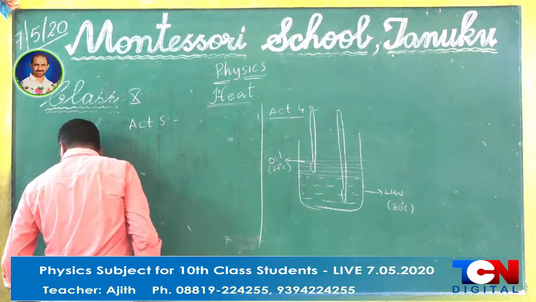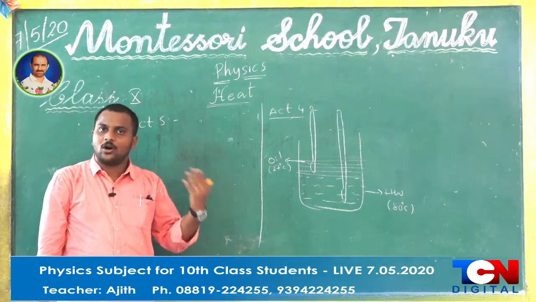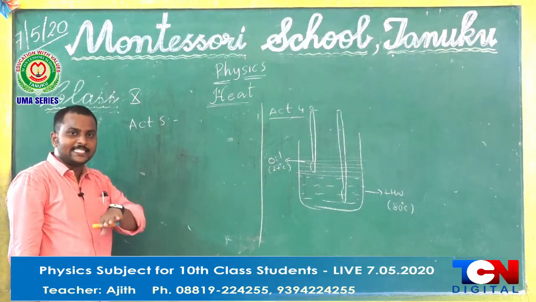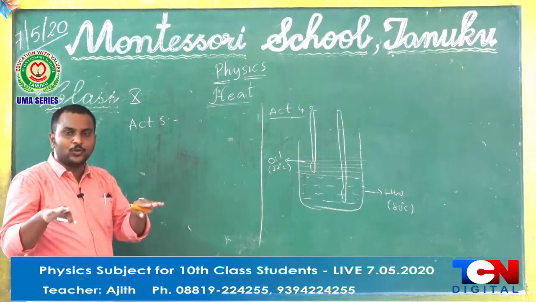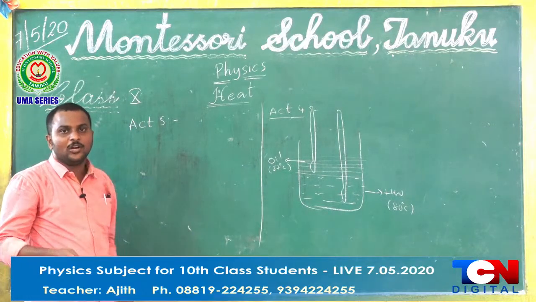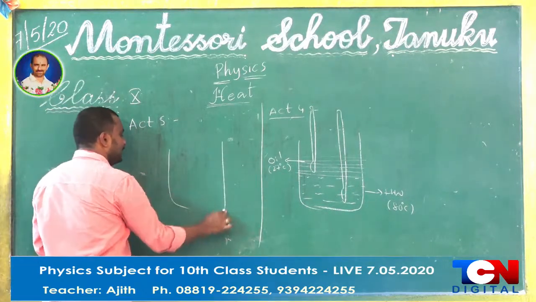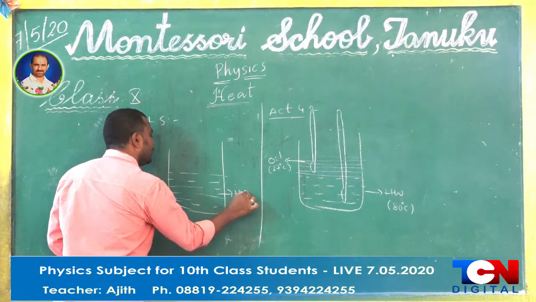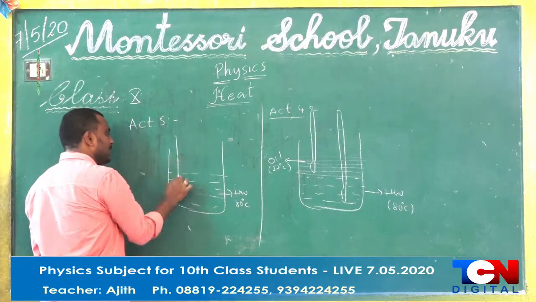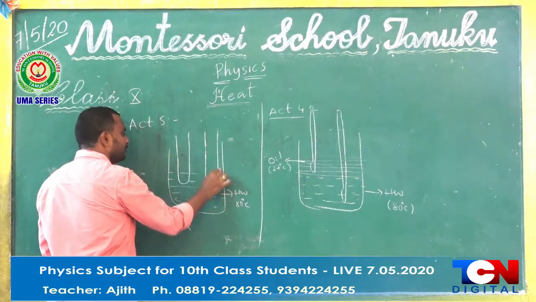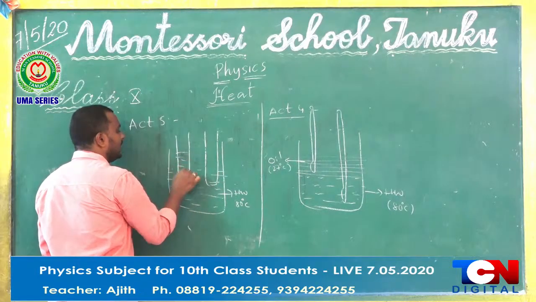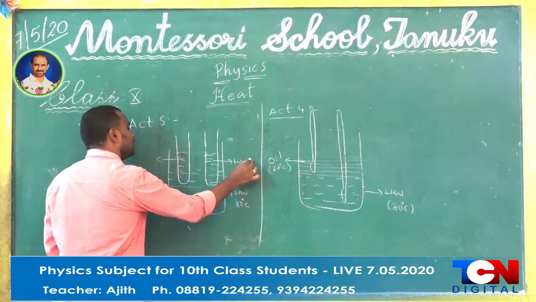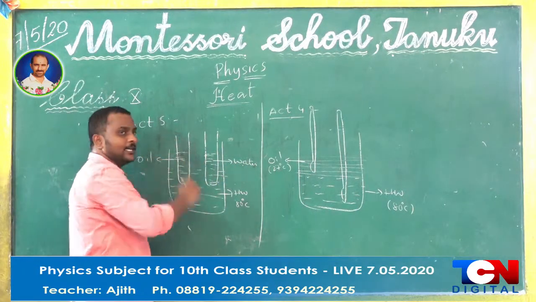Activity 5 explains that the rise of temperature for all substances is not the same. When the same amount of heat is supplied to two different substances, the rise of temperature will not be the same. For example, take a beaker and pour some hot water. Let this hot water also be at 80 degrees Celsius, and place one boiling tube filled with oil and another boiling tube filled with water. Both are at room temperature.